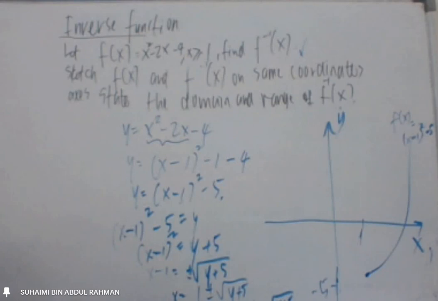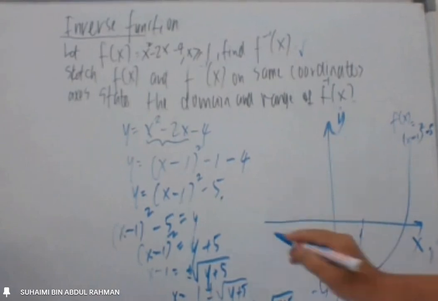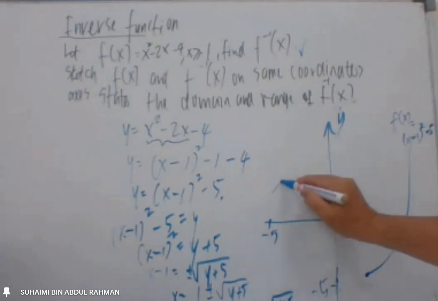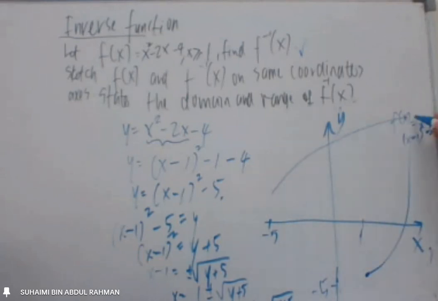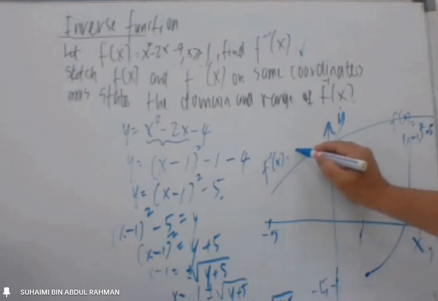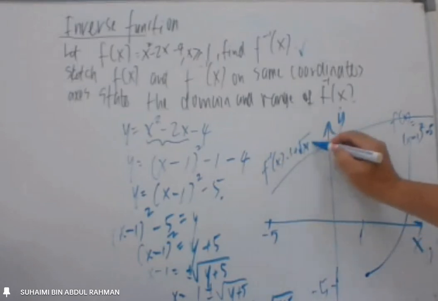The inverse, square root of x plus 5. So we start where? We start at where? This is -5. So square root, but we have to shift it up 1 unit. It's like this. This is the graph of f inverse of x, which is 1 plus square root of x plus 5.